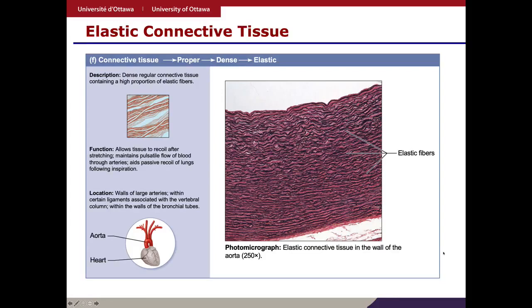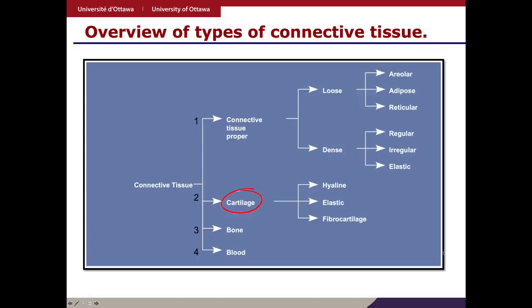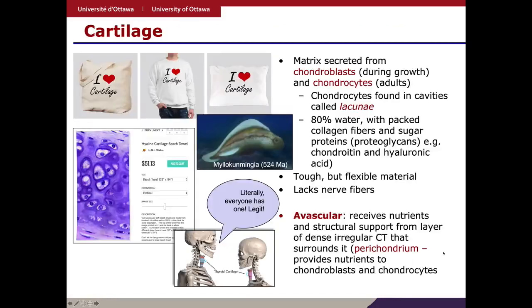Dense, regular elastic tissue also allows certain ligaments, like those connecting adjacent vertebrae, to return to their original length after stretching. Now let's look at cartilage, which comes in three varieties: hyaline, elastic, and fibrocartilage. If you look up images of cartilage on the web, you can find a variety of products for sale, even a towel with an image of one type of cartilage that you can have for only $51. What does this image of Myllokunmingia have to do with cartilage?